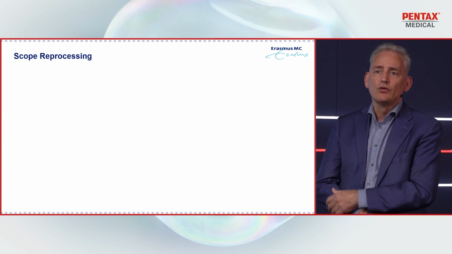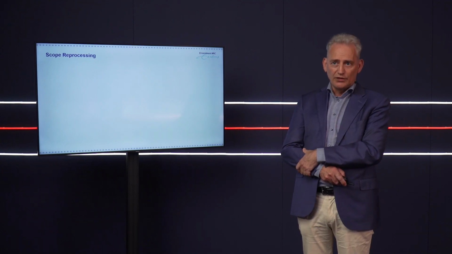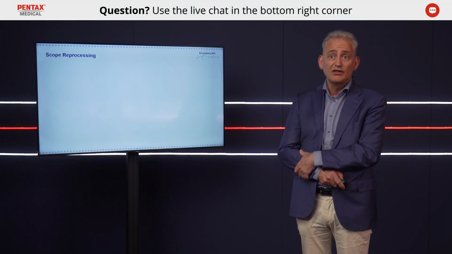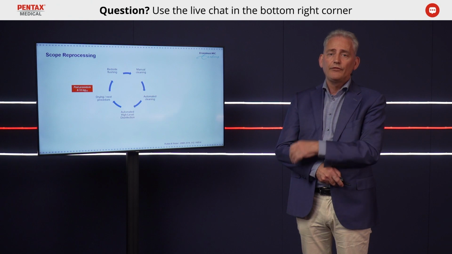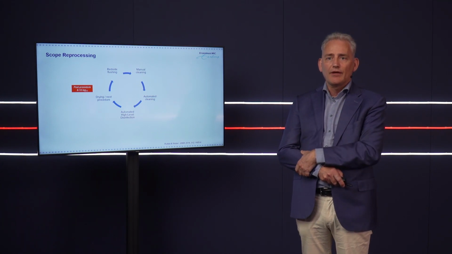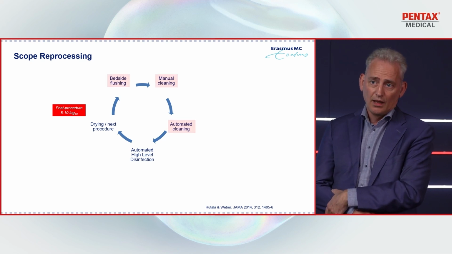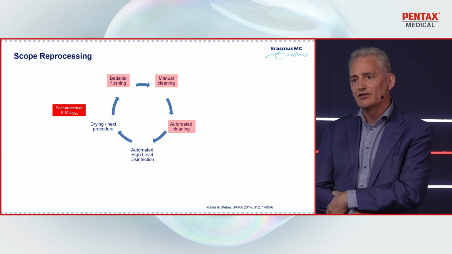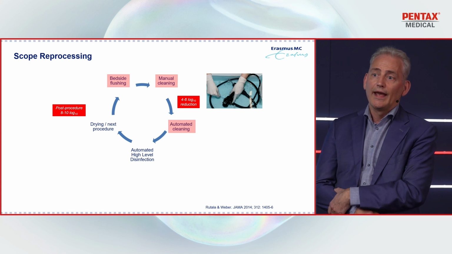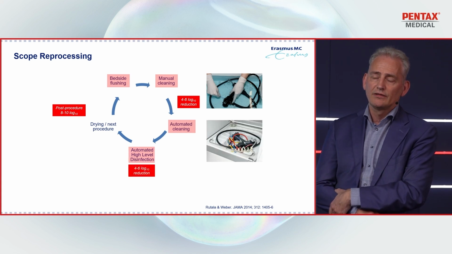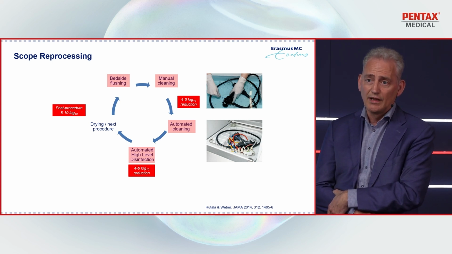Now, why is this an issue, and why is a scope prone to not being clean, and why do we have 13% of scopes being contaminated with GI bacteria? Well, that has to do with the process of scope reprocessing. If you pull a scope out of a patient, you have an 8 log10 contamination rate with bacteria. If you then go through the process of bedside flushing and manual cleaning, you reduce that by 4 to 6 log10, and then the scope goes into the high-level disinfection, and there's another decrease of these bacteria.